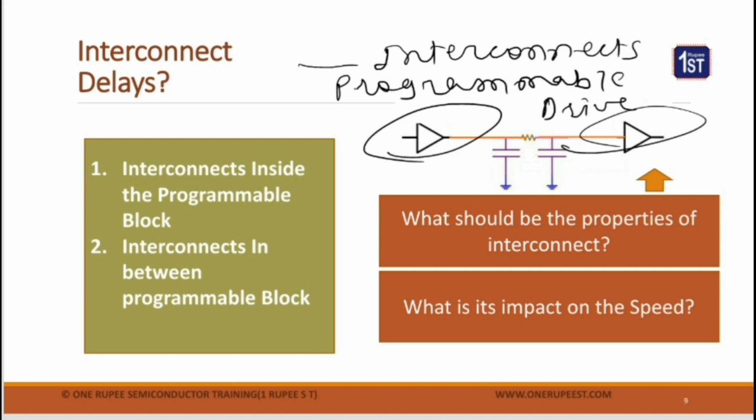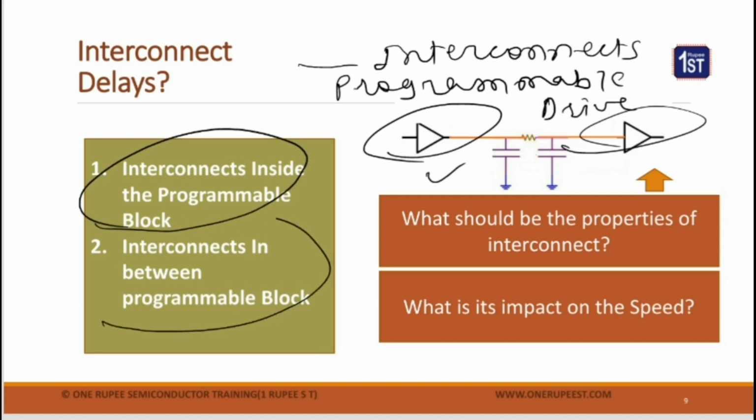Our goal is that whenever the FPGA tool tries to map or route the design, it will try to route the design in such a way that we can get the minimum routing delay. That routing algorithm will take care of it, and that is out of scope as far as this discussion is concerned. So there are interconnects inside the programmable logic block, and interconnects in between programmable logic blocks.